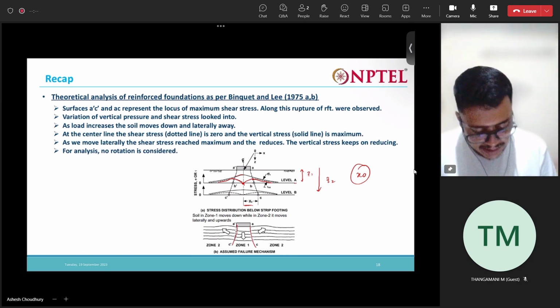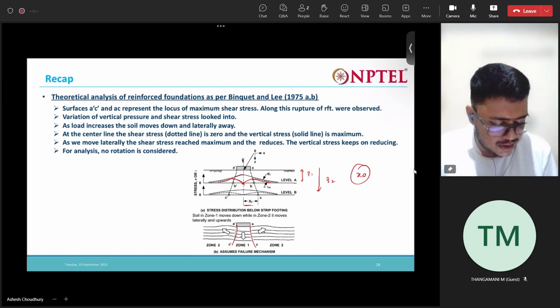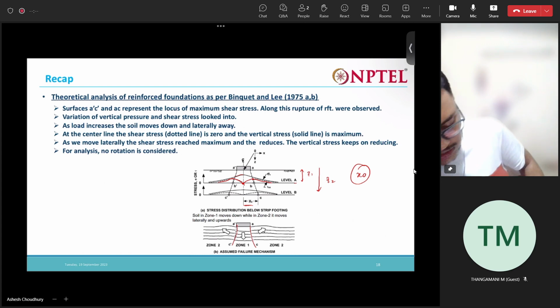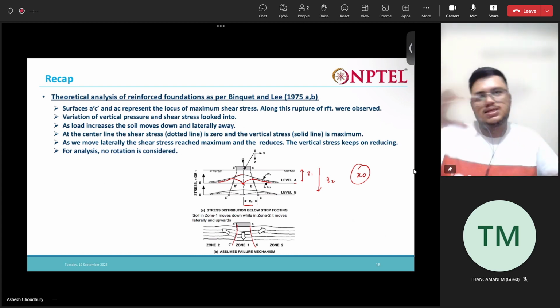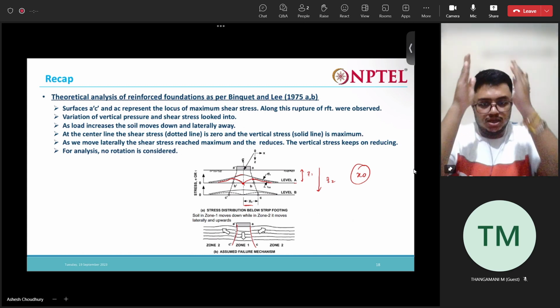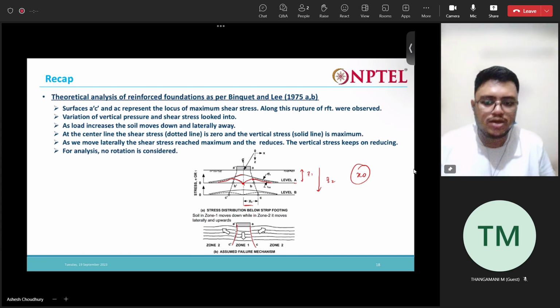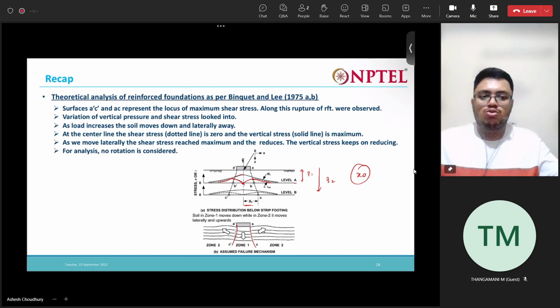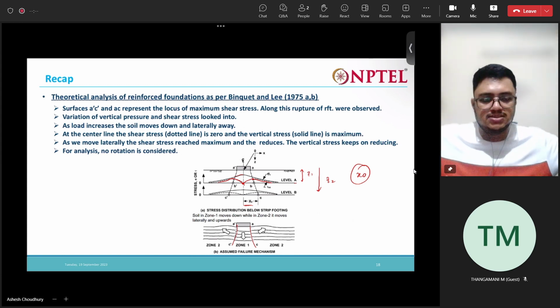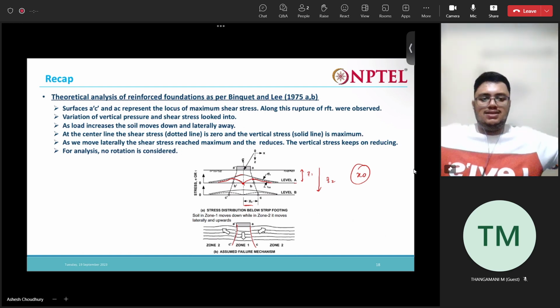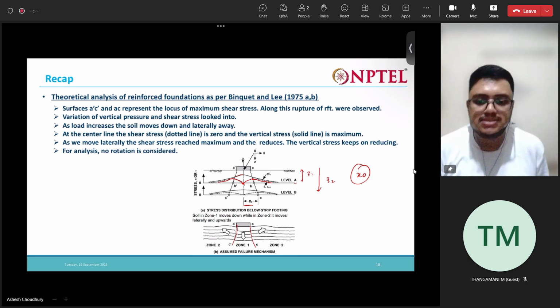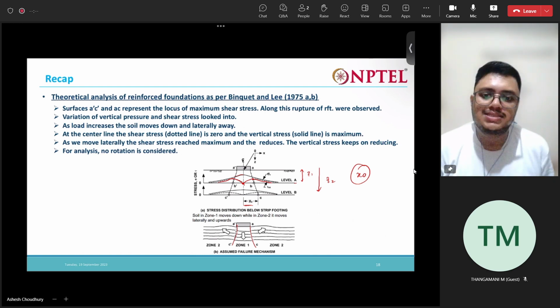So Binquet and Lee looked into the variation of vertical pressure and shear stresses. As the load increases, the soil moves down and laterally outwards. We divided the central portion into two zones, zone one and zone two. Zone one moves downwards, and zone two moves laterally outwards. The zone two moves like this, and zone one comes down. This is how the soil moves when we increase the load.